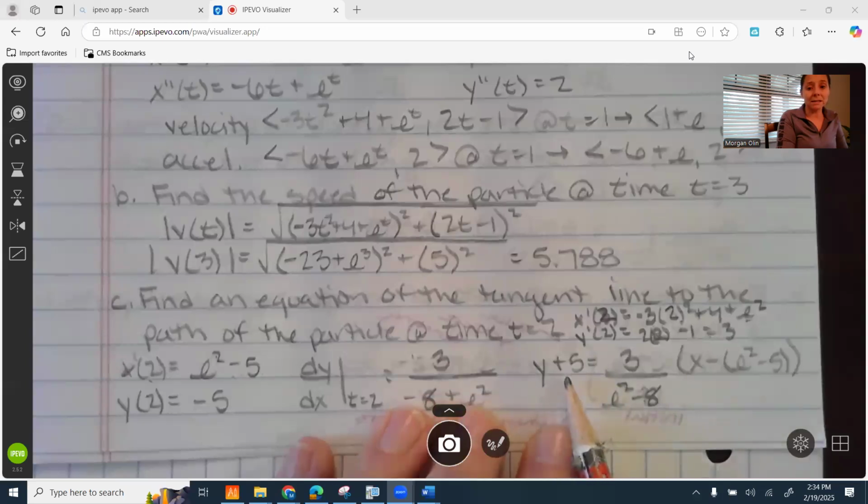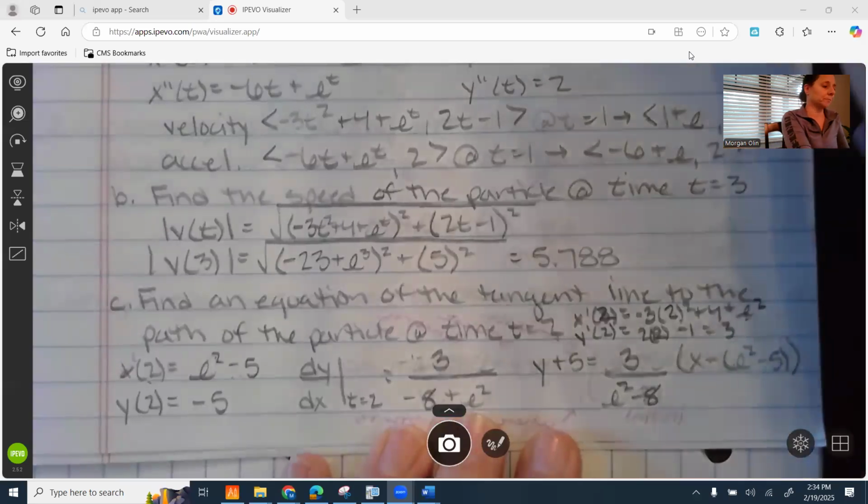Remember, y minus y1, so y minus -5 turns to a plus. We put our slope in, and then x minus. Now, notice here, I put all of this in parentheses because I would eventually have to distribute this negative. You don't necessarily have to, but that 5 would eventually become positive. So be careful about how you put it in, needing parentheses and such.